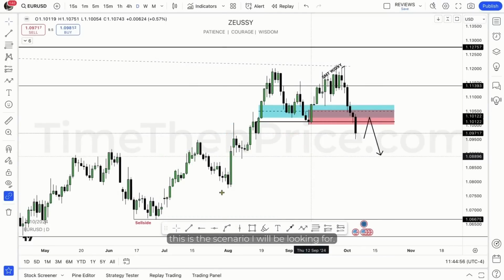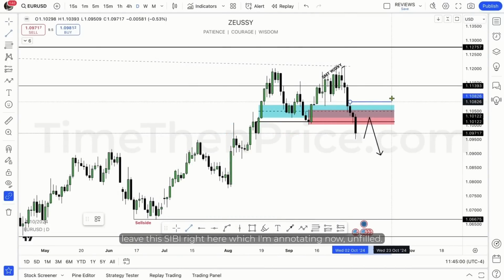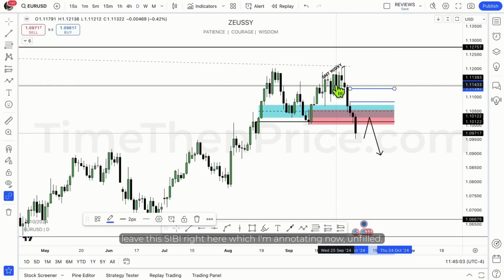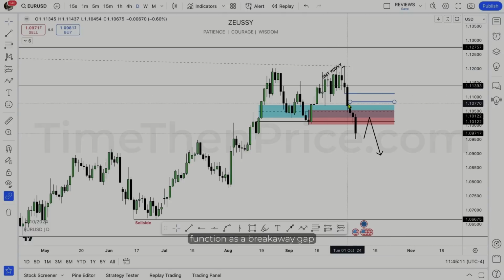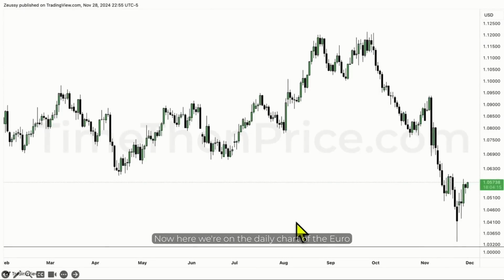This is the scenario I will be looking for. Preferably, I would like to see Euro leave this CB right here, which I'm annotating now, unfilled. Meaning I would like to see Euro not trade into that price range. I would like to see this CB function as a breakaway gap. Why? Because now here we're on the daily chart of the Euro.